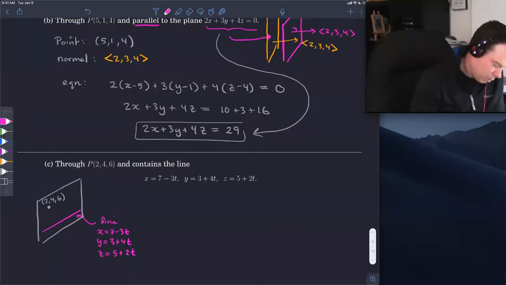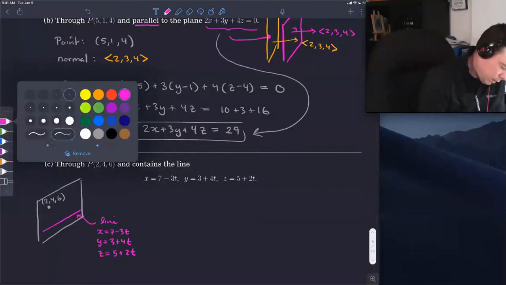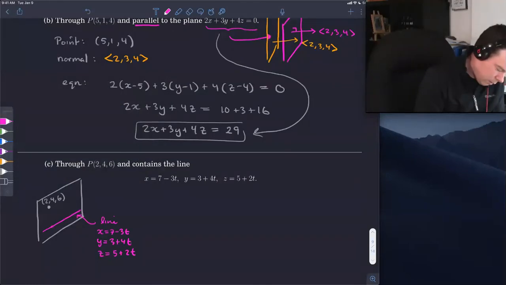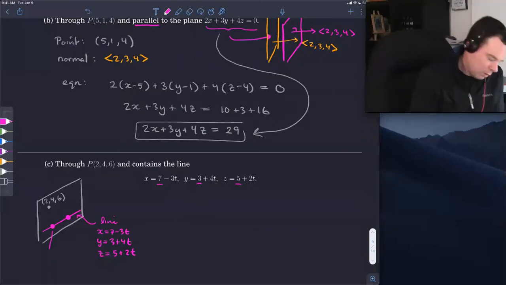I have a point in the plane already, so now I need to find a normal vector to the plane. So I need to look for 2 vectors in the plane or parallel to the plane. When I look at this line, I can use the equation to extract some bits of information. I can find a point on the line. That would be given by the 7, 3, 5, or in other words, when t is 0, I get a point on the line. So that's 7, 3, 5.